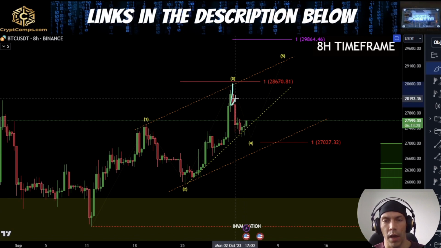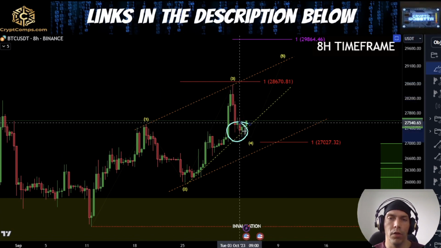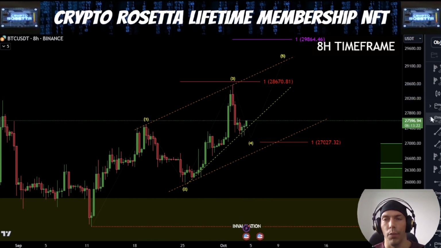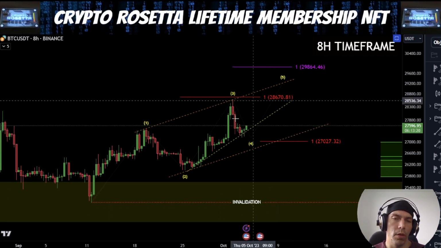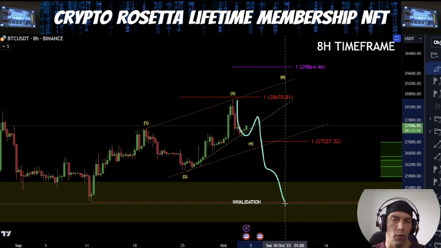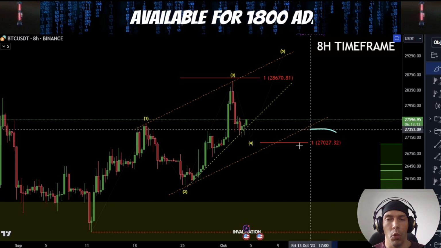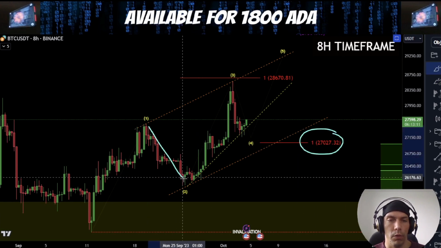Unless we count this as A, B, and C, and is completed here, and then we start to see another push to the upside, looking to take this wave 3 high. What we would then be looking out for is that continuation down. But if we do see price looking to reverse here, our 1-to-1, which we're not allowed to cross, would be of this wave 2.